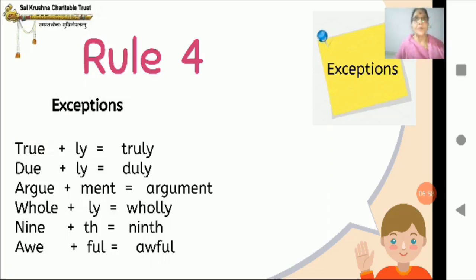W-H-O-L-L-Y. Wholly. This is a different word again. Nine plus th. Eighth standard, ninth standard, you hear. The spelling of nine is N-I-N-E, correct? But when you add T-H to it, it becomes ninth. E is dropped.